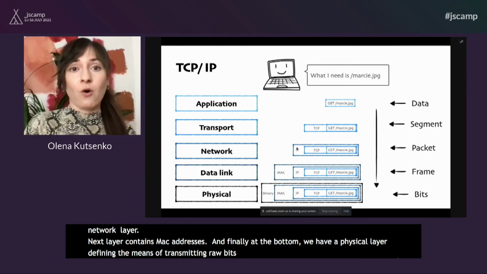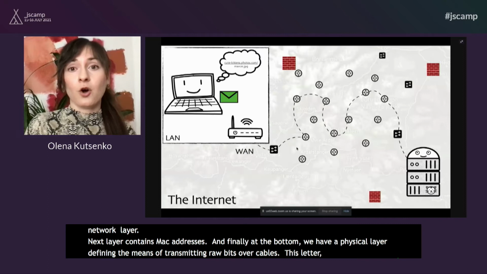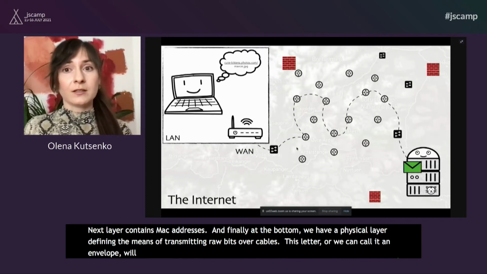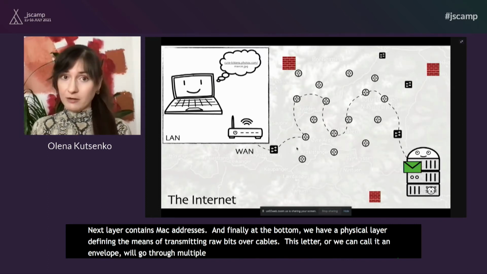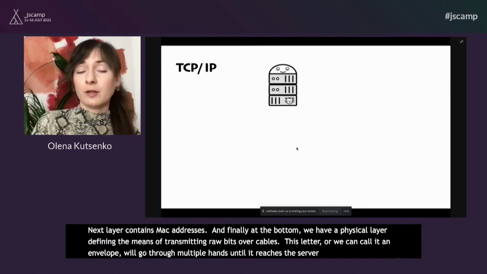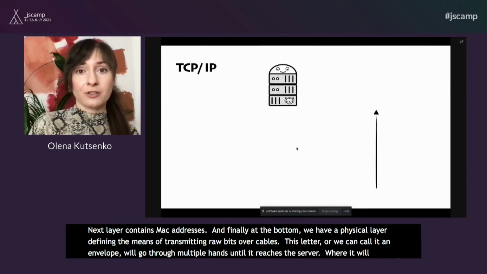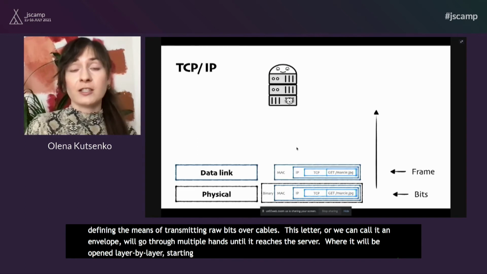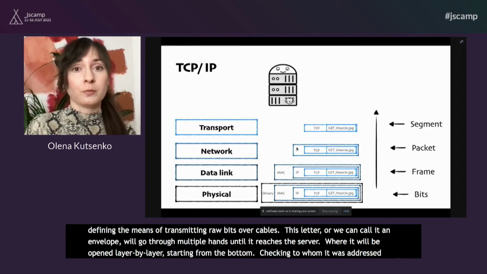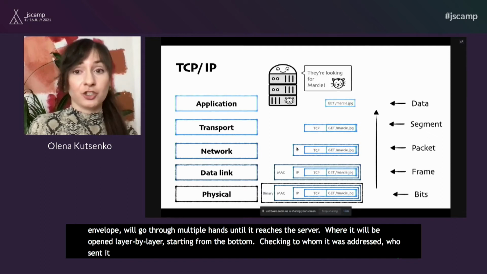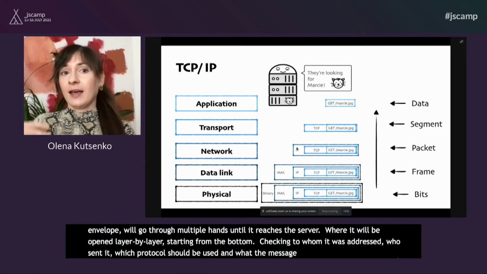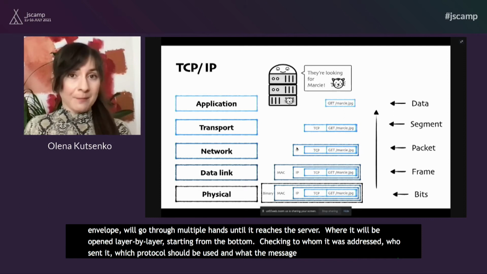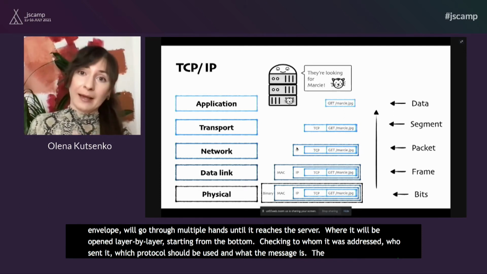This letter, or we can call it an envelope, will go through multiple hands until it reaches the server, where it will be opened layer by layer, starting from the bottom, checking to whom it was addressed, who sent it, which protocol should be used, and what the message is. The server will assemble a reply and send it back to the browser.